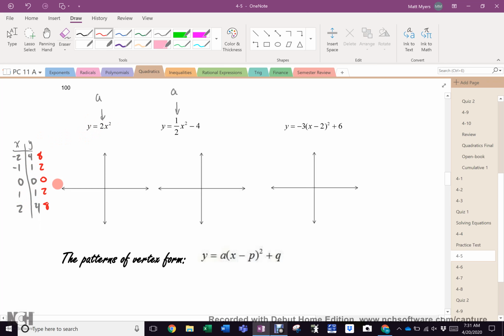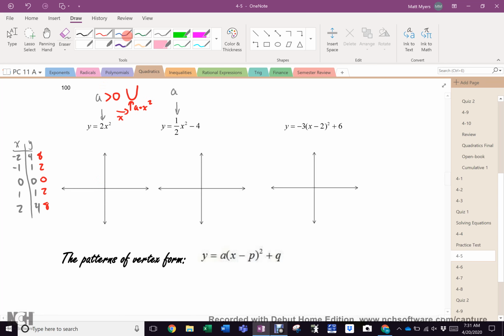They all doubled. So this A has 2 things that are a problem. If A is greater than 0, we have a happy parabola, and A tells us that way is still x, but this stretch is now A times x squared.